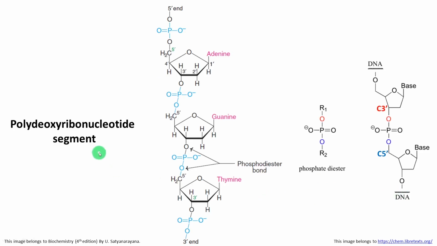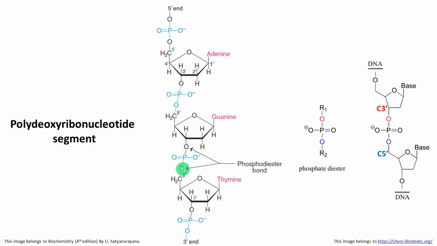Here you can observe one polydeoxyribonucleotide segment. So the diagram of that polydeoxyribonucleotide segment has been shown over here in the middle. Here you will see various nucleotides. For example, this nucleotide is AMP, the middle nucleotide is GMP, and the last nucleotide is TMP over here. And these nucleotides are linked to each other or connected to each other by phosphodiester bond. So this is the phosphodiester bond.